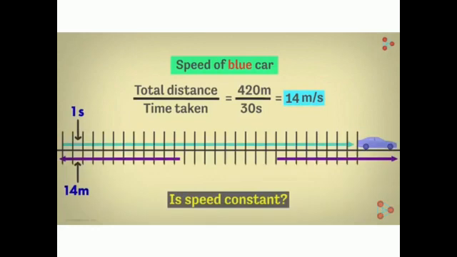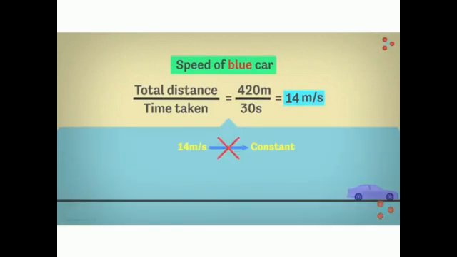Now here the question arises, is the speed in that whole interval of the path constant or not? By constant speed we mean that in every 1 second the car completes a 14-meter distance. Is that correct for every interval or not? The answer is no, it is not correct, because speed is not constant in such a case.